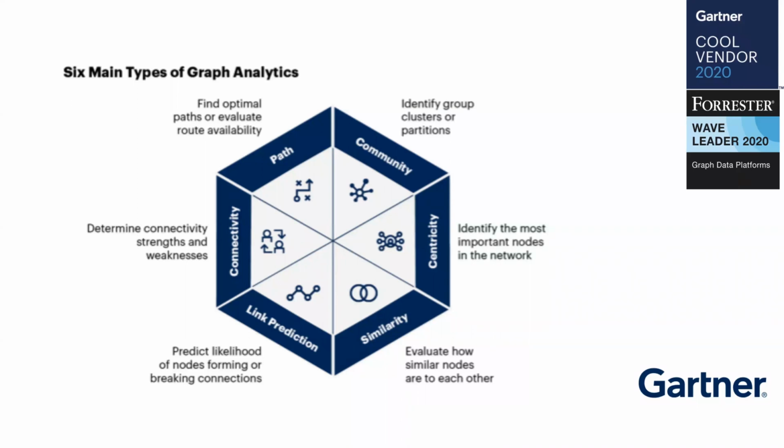Who are the key influencers in terms of centrality? How similar are these behaviors? And can we predict outcomes before they happen? And then can we actually understand the connectivity strengths and weaknesses? Summary is, these are very powerful capabilities, and we are able to deliver immense value based on this because of our platform. Next slide, please.